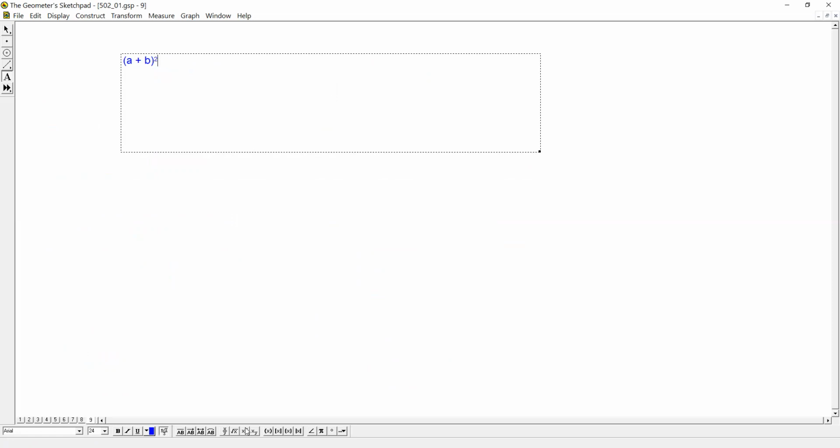Do you know how to expand this or not? Anyone? One step, expand this one. This is what you learn in Form 2, I think. Ken, what is the answer? Teacher, for this, expand: a squared plus 2ab plus b squared.